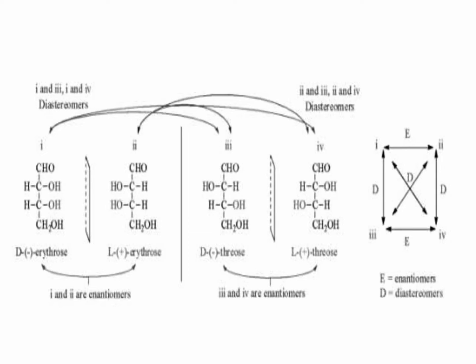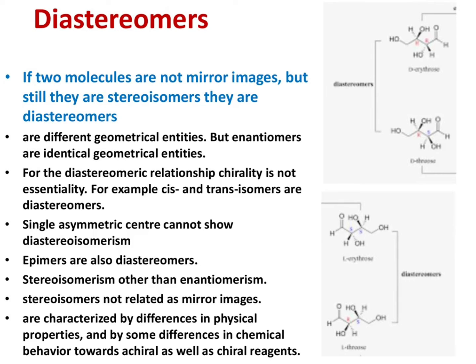Now let us see what diastereoisomers are. If two molecules are not mirror images, but still they are stereoisomers, they are said to be diastereomers. For example, we said that D and L erythrose are mirror images, but D erythrose and D threose are not mirror images. So they are said to be diastereomers. Same way D erythrose and L threose, L erythrose and D threose, L erythrose and L threose. They are diastereomeric pairs.